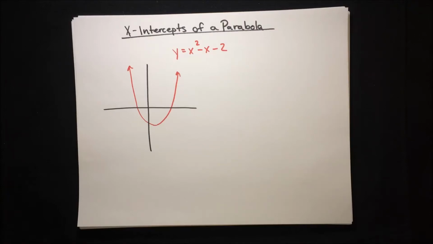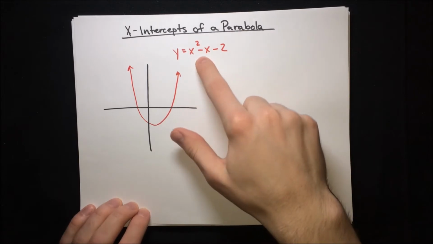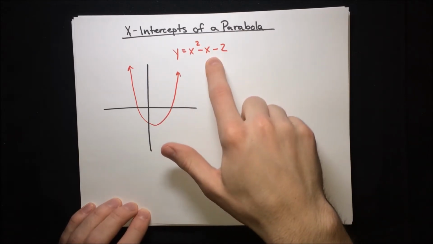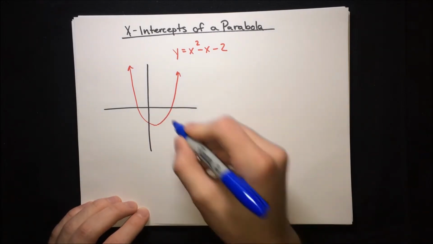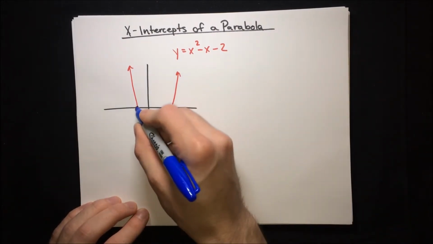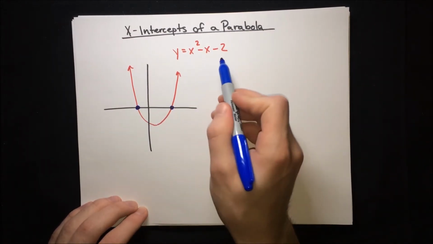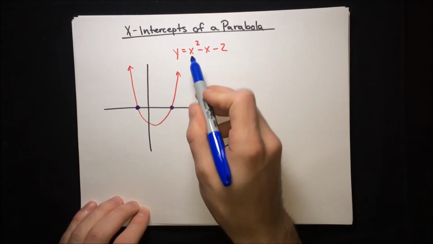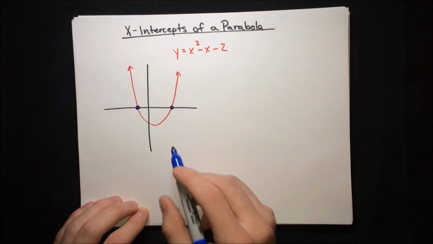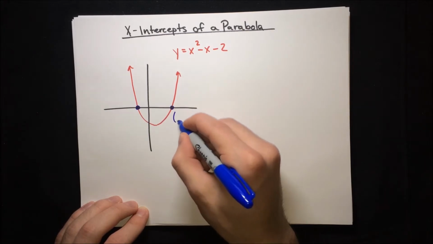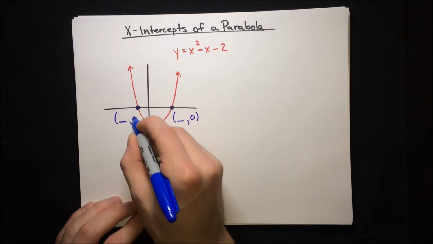In this video, I'm going to show you how to find the x-intercepts of a parabola based on its equation. So this parabola right here has a graph that looks somewhat like this, and we want to find the x-intercepts, which are right here and right there. The trick to finding these intercepts based on the equation here is that we set the equation equal to 0, because at the x-intercepts, the y-coordinate is 0. The x-intercepts are something, comma, 0, and something, comma, 0.